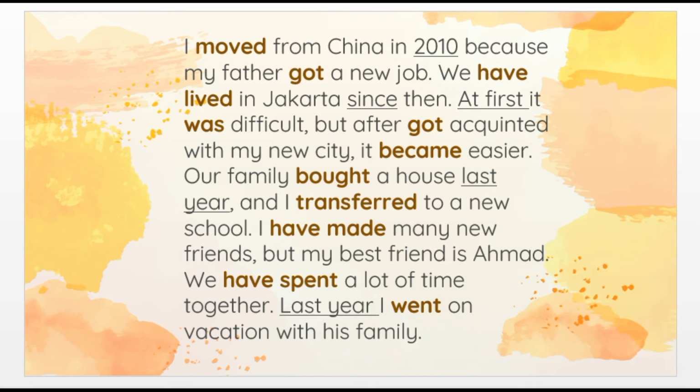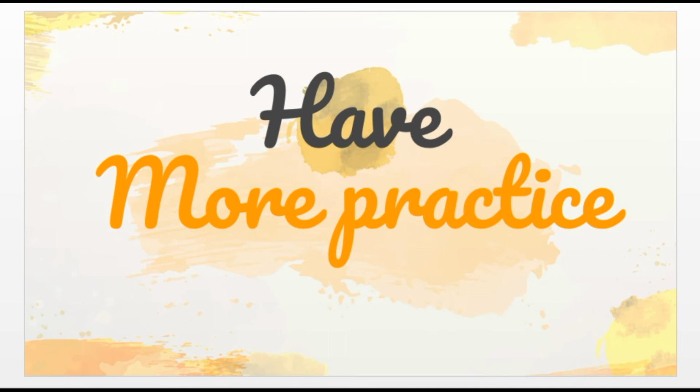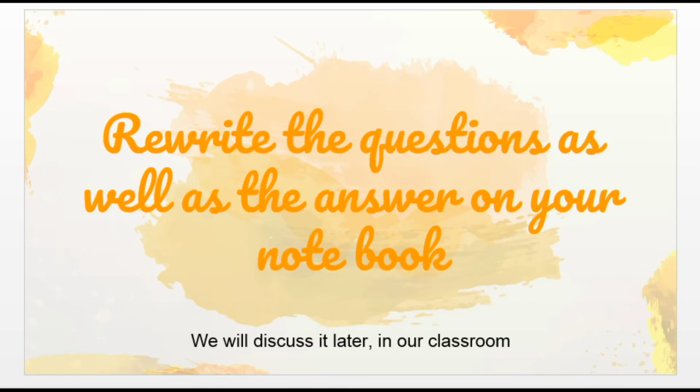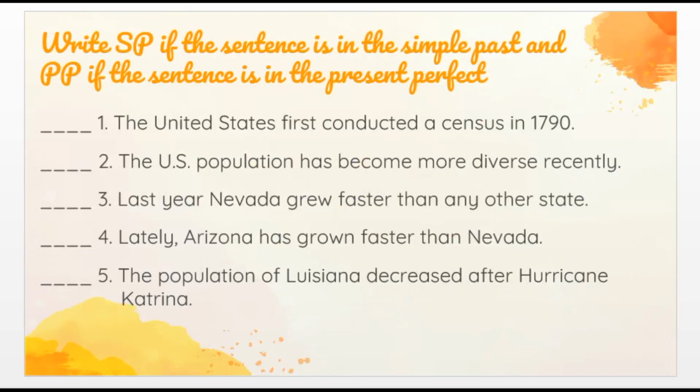Okay, boys and girls, I do hope that it makes you understand more about the difference between present perfect and also simple past tense. Now please have more practice. Rewrite the questions as well as the answers in your notebook, and later we will discuss it in our classroom. So now please have a look here. You can write SP if the sentence is in the simple past form and PP if the sentence is in the present perfect. So you can just identify whether the sentence is in the simple past form or in the present perfect form. Number 1.